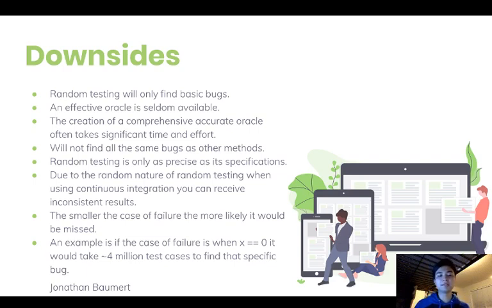An example of this is the case of failure when, for instance, x equals 0. It would take about 4 million test cases to find that specific bug. So for instance, if your bug is quite specific and there aren't many different properties that could come up with this problem in your system, it would take you millions and millions of trials in order to figure out what the bug is.